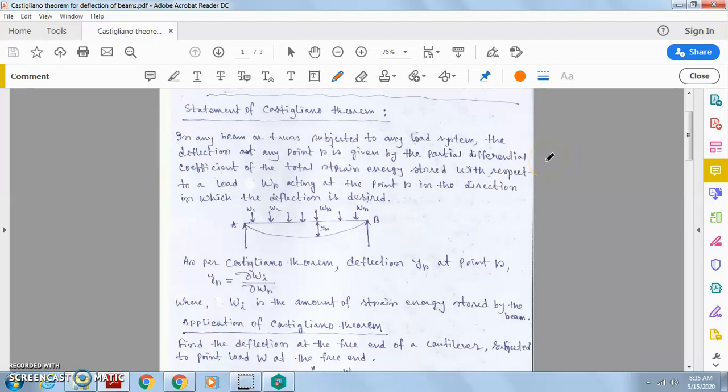So this theorem is quite similar to our strain energy method. So here we see what Castigliano has stated. As per this theorem, in any beam or truss subjected to any load system, the deflection at any point R is given by the partial differential coefficient of the total strain energy stored with respect to a load WR acting at the point R in the direction in which the deflection is desired.